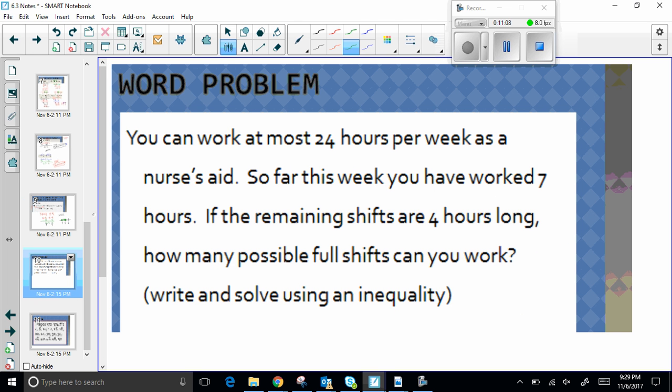We're almost done. You can work at most 24 hours a week as a nurse's aide. So far this week, you've worked 7 hours. If the remaining shifts are 4 hours long, how many possible full shifts can you work? Right, and solve using an inequality.